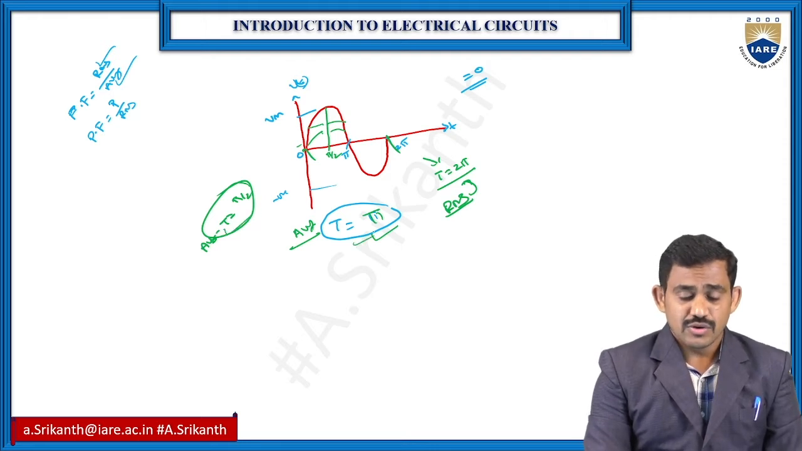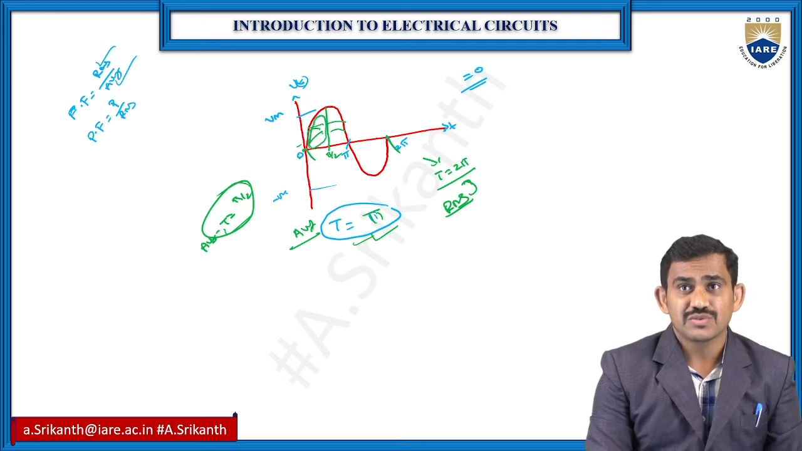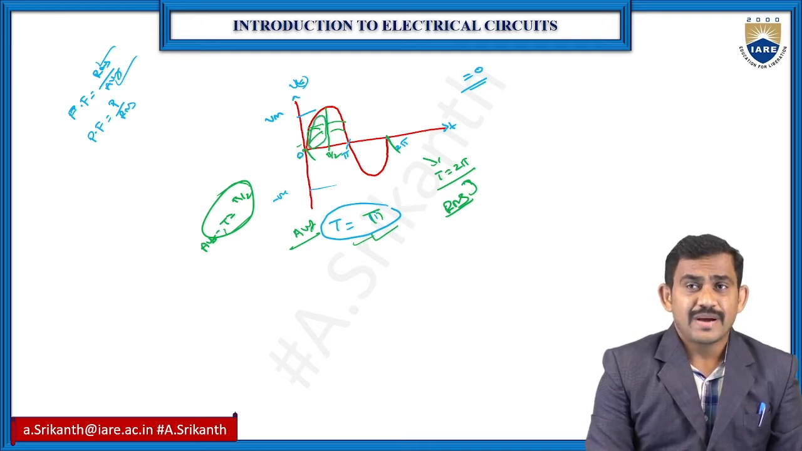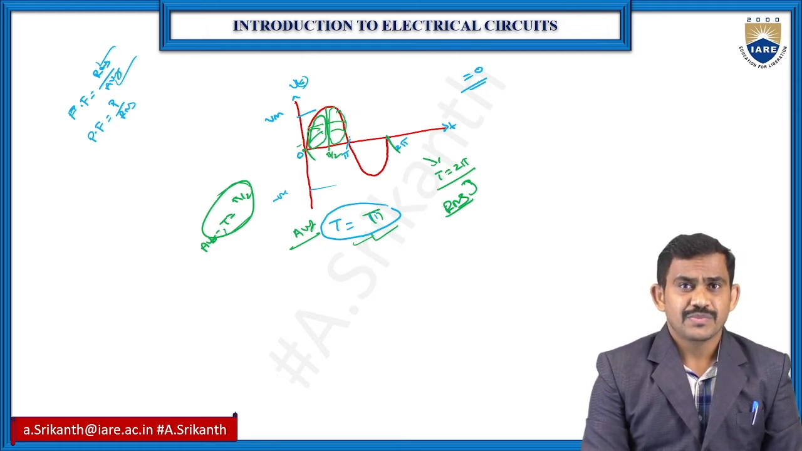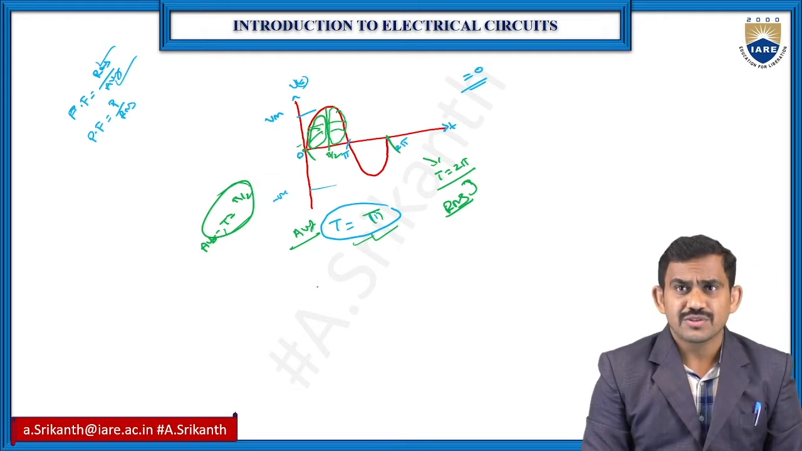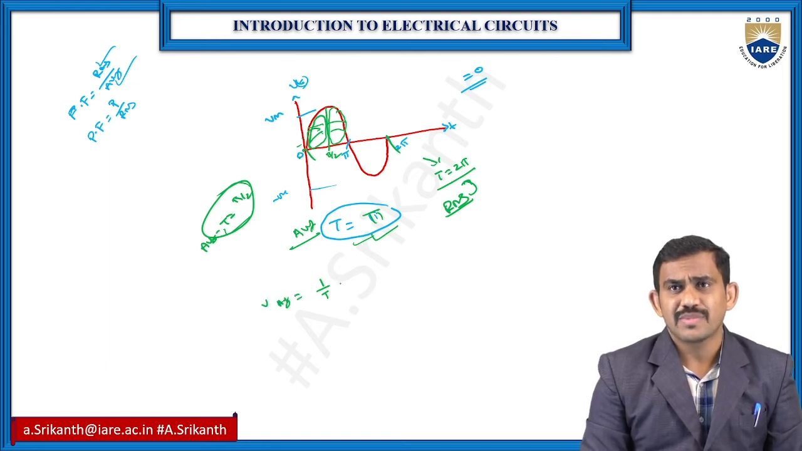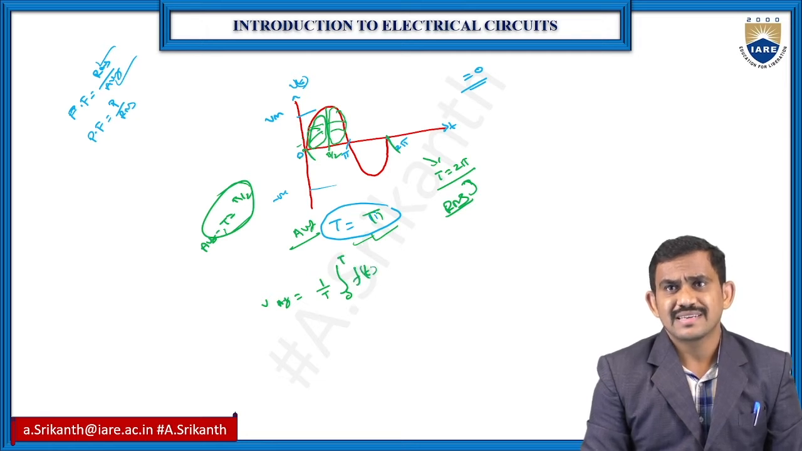Why? Because from 0 to pi by 2, whichever average we have, the same average we have from pi by 2 to pi. So we can consider up to this. That is enough for a sine wave. And just substitute those values. For substituting those values, 1 by t for average. So V average, the formula is 1 by t integral 0 to t f of t dt.